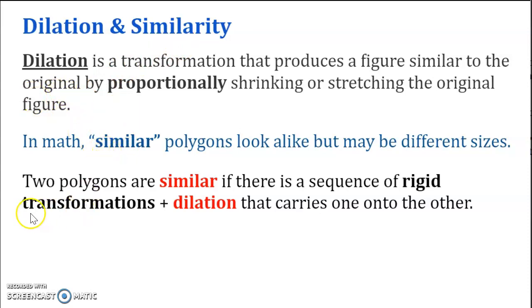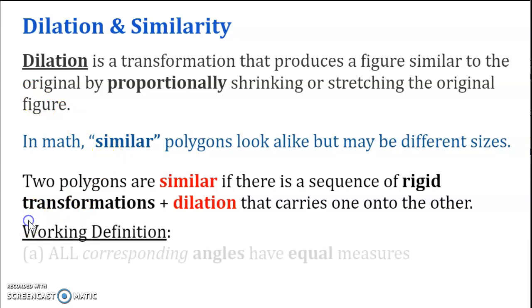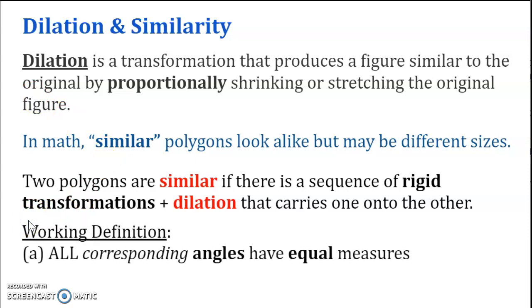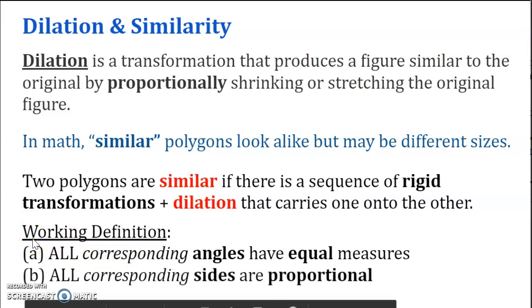Okay, but then the working definition, how are they the same? Well, as a result of dilation or similar figures, the corresponding angles are going to have equal measures, and all corresponding sides are going to be proportional. So that is how they are going to be the same.